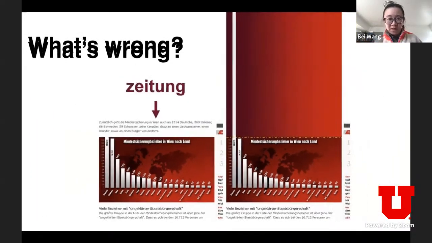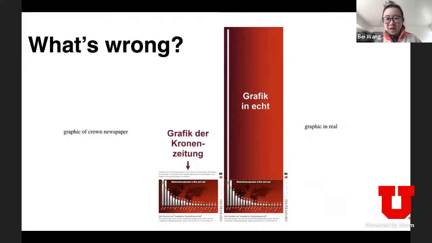It's not only that it goes off the screen a little, it goes off the screen a lot. On the right-hand side, I think the German means graphic in real, and then one of them is graphic of Crown newspaper. That's a direct translation of those German words. But this is another example of not presenting the data in the right scale and in a faithful way.